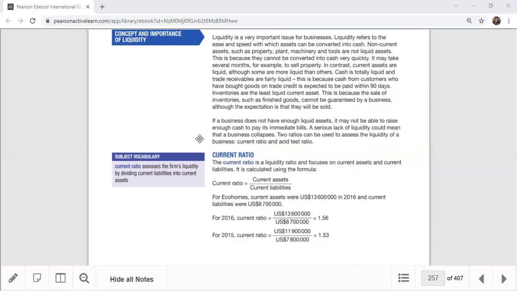Okay, thank you. So normally the liquidity definition you can see here: it's a very important issue of the business. Liquidity refers to the ease and speed with which assets can be converted into cash. It's an important definition you should know.